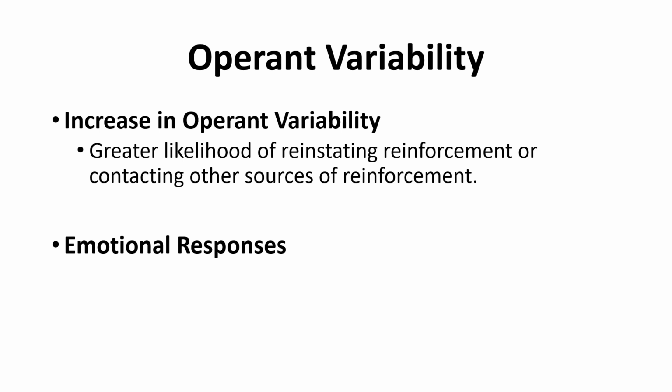So we see this variability in their behavior, and the idea is that by doing different things, they're trying to increase the likelihood of reinstating reinforcement. So maybe they're going to find a behavior that gets them the reinforcement that they're not getting anymore, by possibly contacting other sources of reinforcement. So they're going to do other things to see if they can find another way to get the reinforcement they're no longer getting. This doesn't always happen, but it can happen.